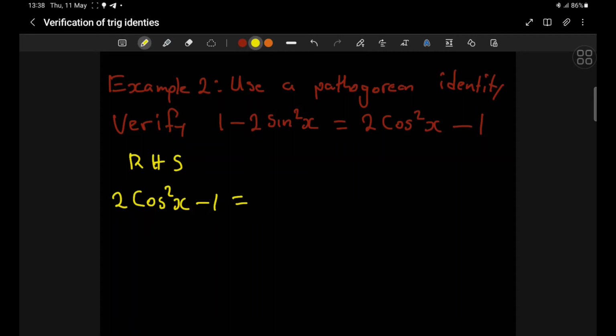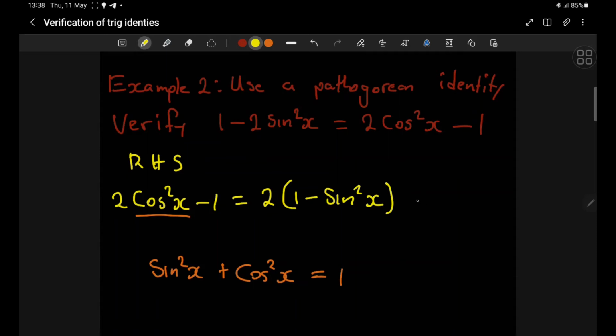If you recall the Pythagorean identity, we said it's this one: sine squared x plus cos squared x is equal to 1. So using this identity, we can resolve such an expression. Remember, I had made cos squared x the subject. When you make cos squared x the subject, we have 1 minus sine squared x. So we're going to have that replaced on cos squared x. So we'll have 2, then where there's cos squared x, we replace with 1 minus sine squared x, and then minus 1.